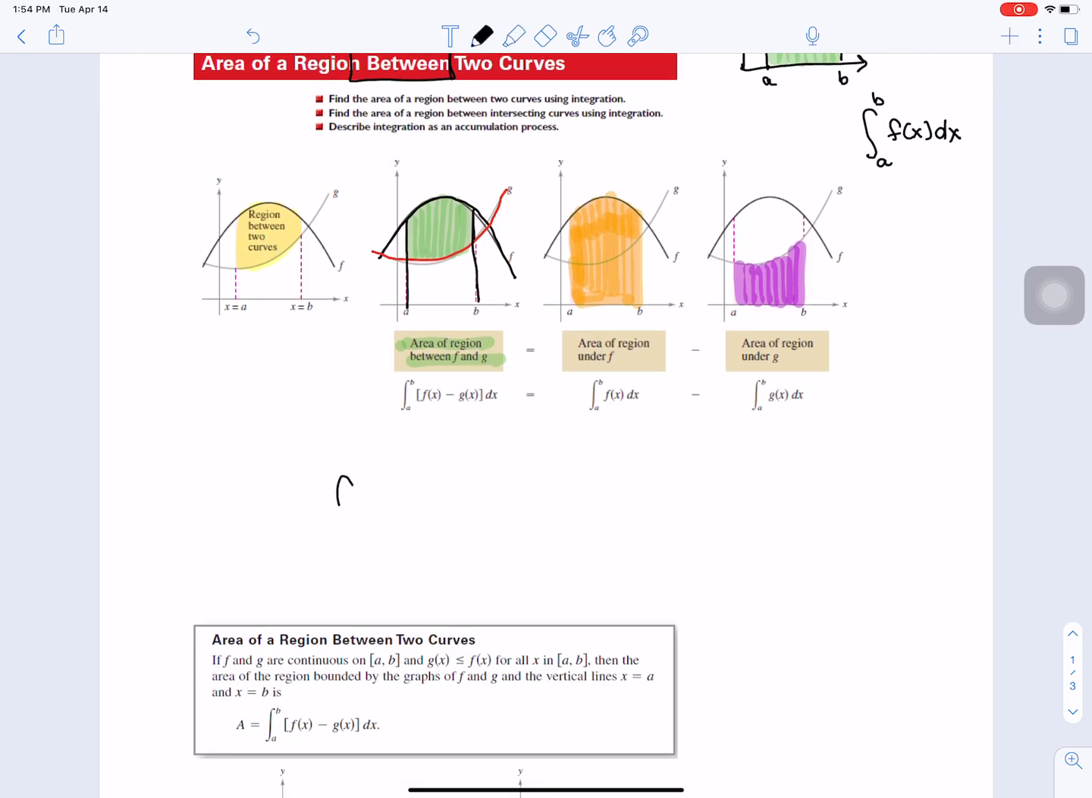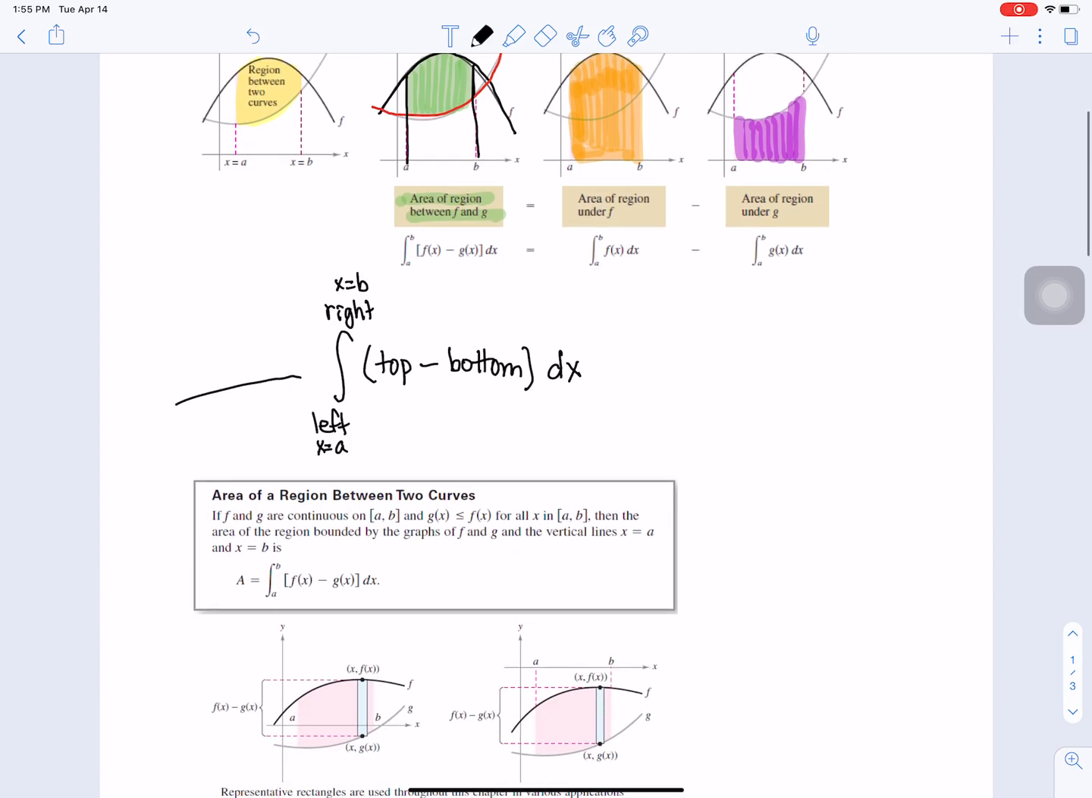We're going to set up an integral. We're going to go from left to right. Where does the shading start? Where does the shading end? This will represent x equals a, x equals b. These are vertical lines. We're going to do our top function minus our bottom function, and we're going to integrate with respect to x. And that's what this theorem down here is telling us: if we want the area between two curves, and they're both continuous functions on that closed interval, we take the top function minus the bottom function from the left interval to the right interval.